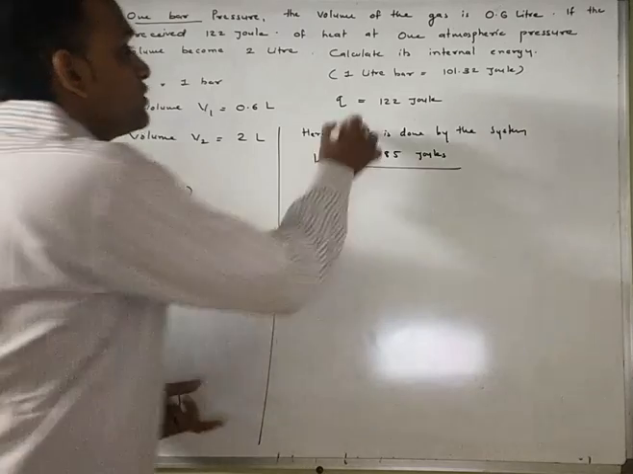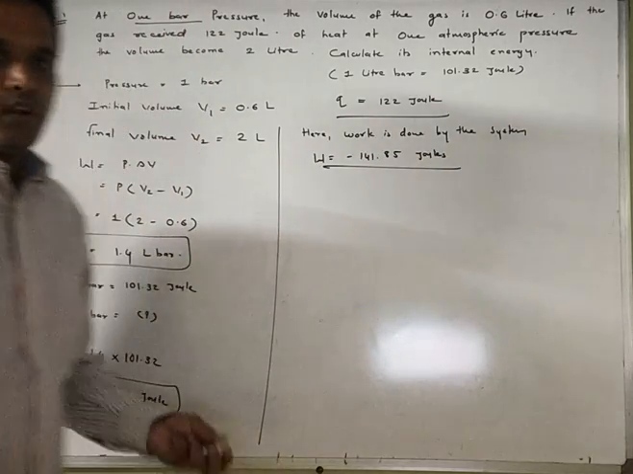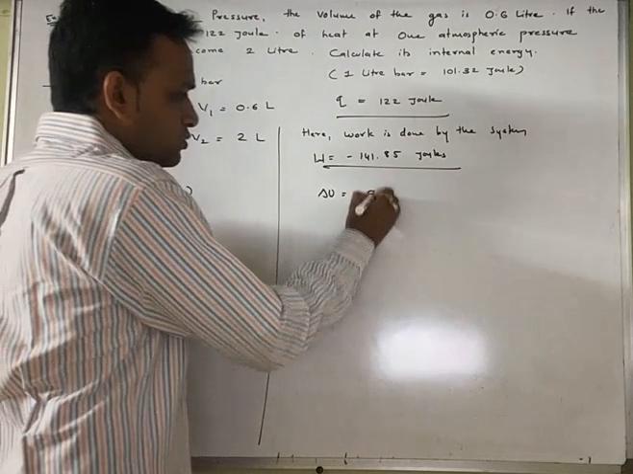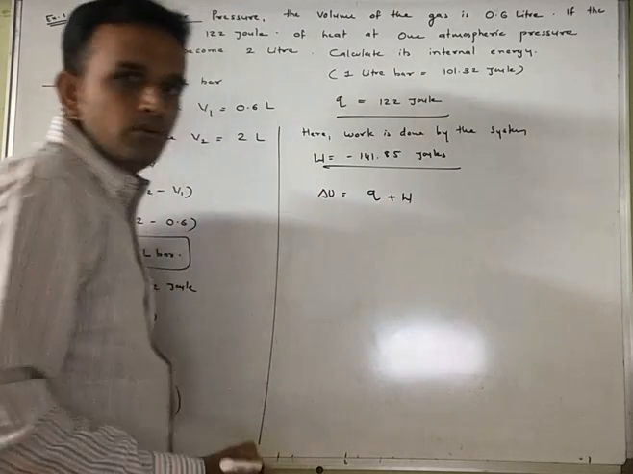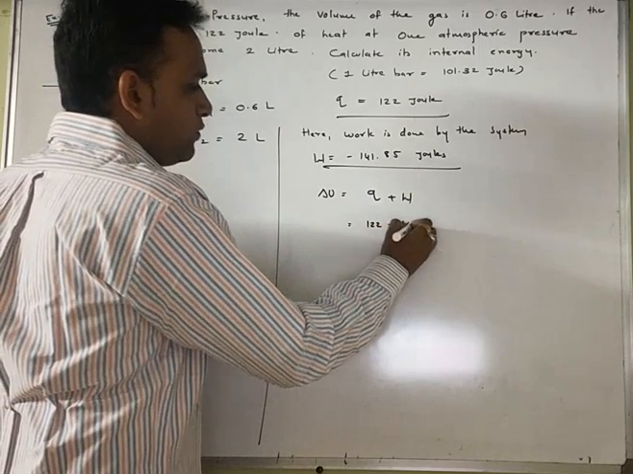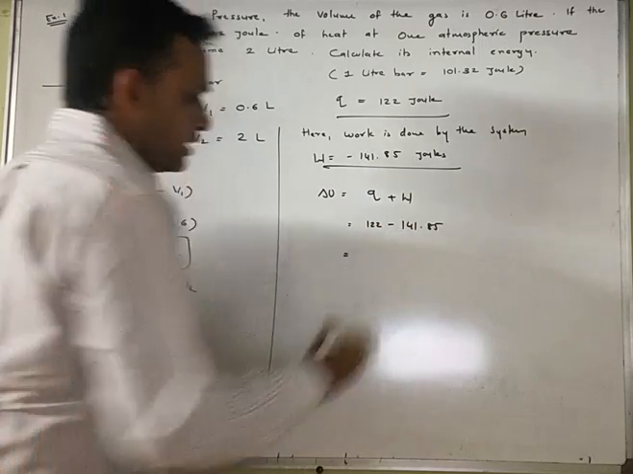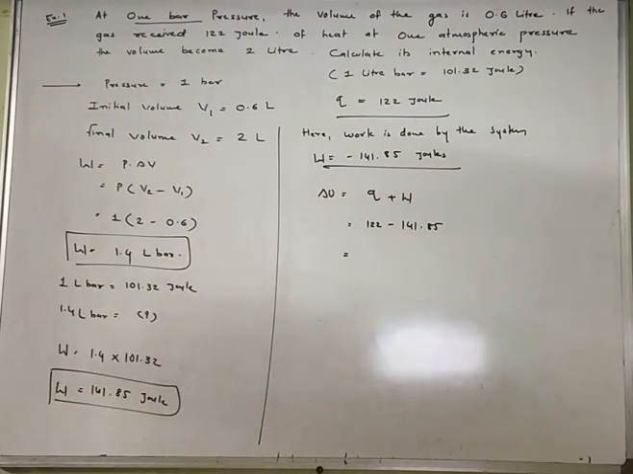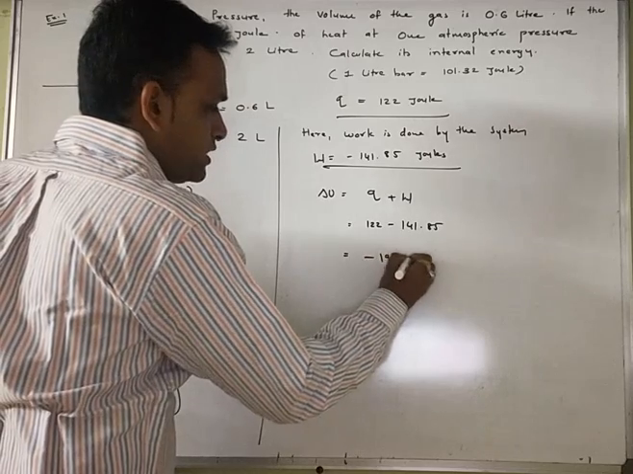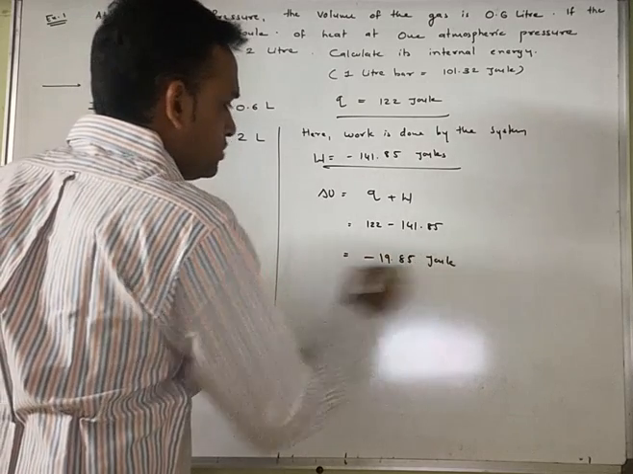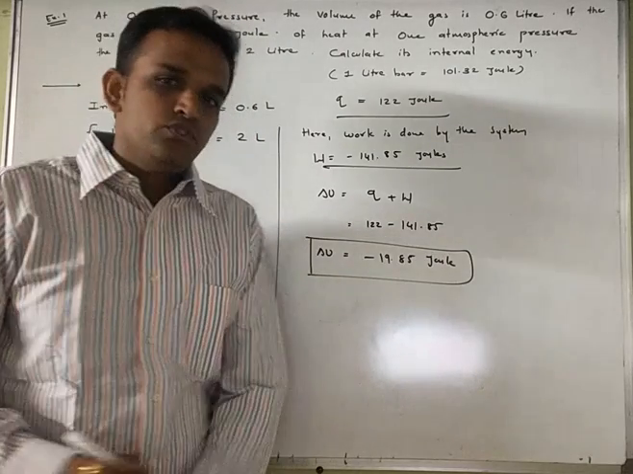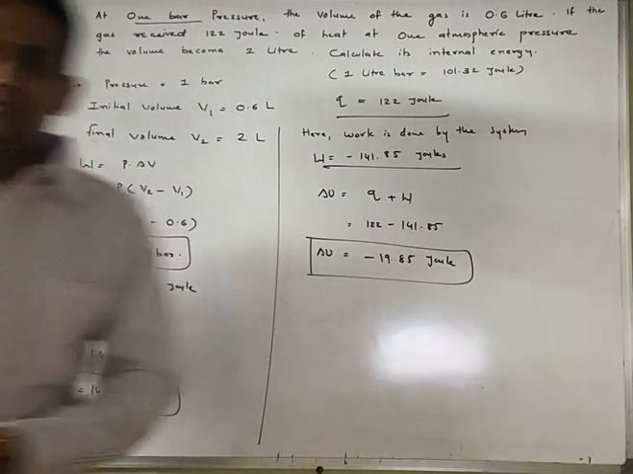Now what is Q? Q is 122 joule. According to the first law of thermodynamics, delta U equals Q plus W. So put Q as 122 minus 141.85. Calculate this and you get minus 19.85 joule. Understand? This is the change in internal energy. Okay, so write it down.